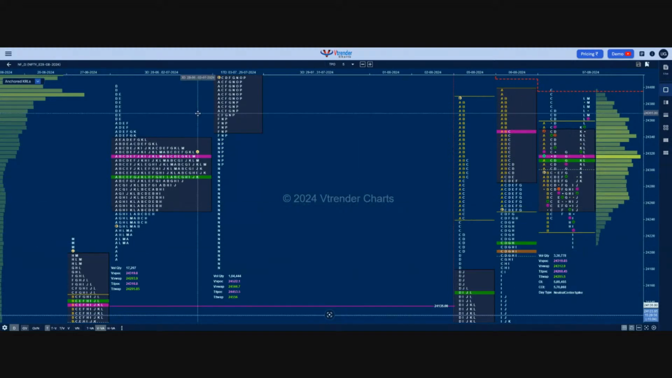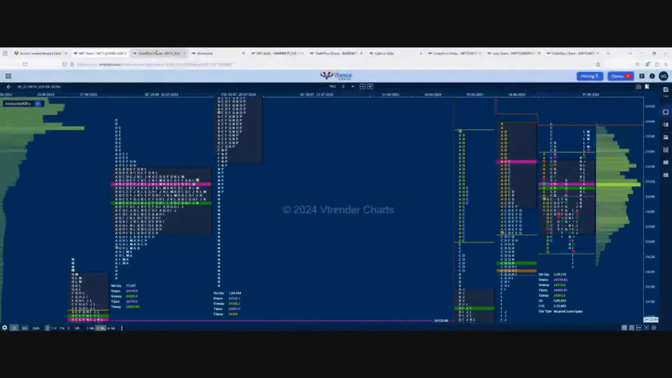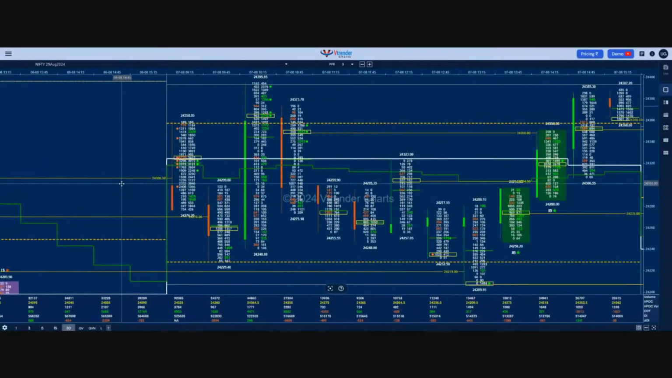And what we did today was, I'll just go on to the order flow chart. We are looking at the 30-minute order flow chart of Nifty futures. This is of yesterday. So we've seen the market profile chart, and let us see the order flow chart now.